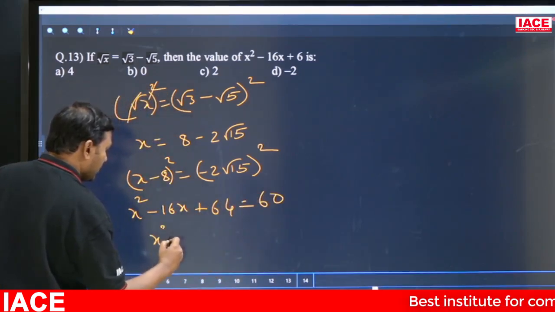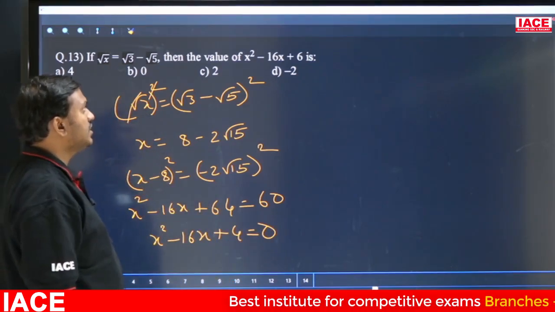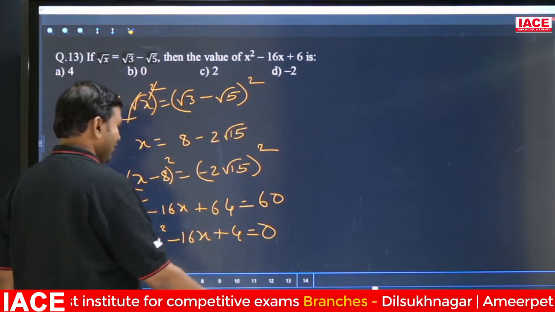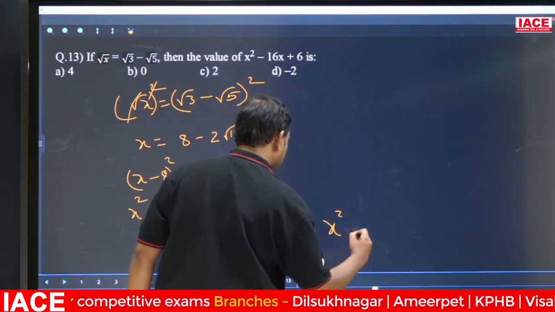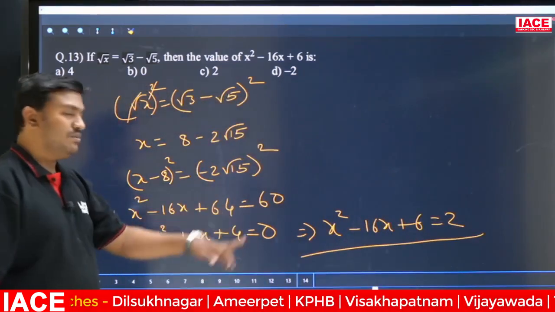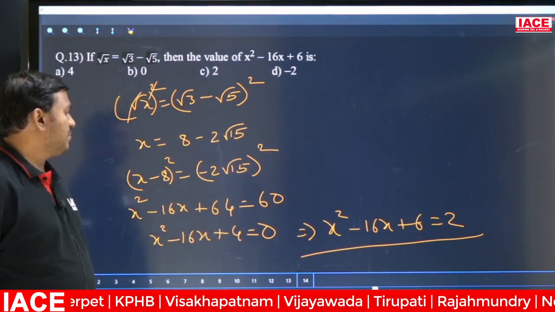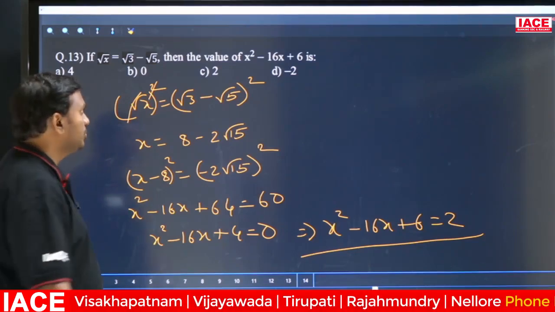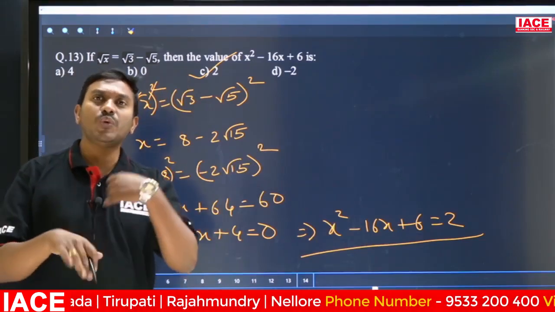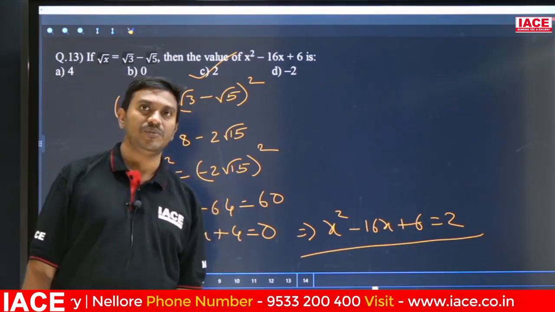Meaning x square minus 16x plus 4 equal to 0. This is the equation we are getting. But what he is asking is x square minus 16x plus 6, so what are we getting? 2, right? Add 2 on the left side and right side. Both sides you have to add 2. Then x square minus 16x plus 6 value is 2. So option C is the right answer. Simple question. Only thing, twice you have to square. That's it. Automatically you will get the answer.